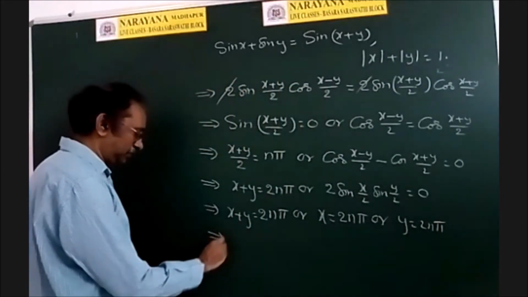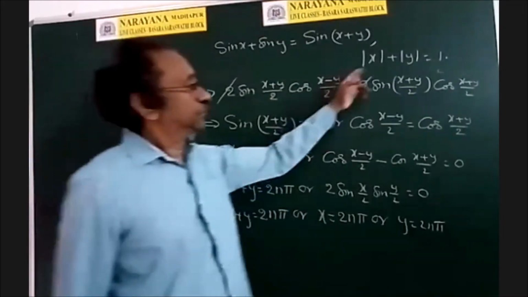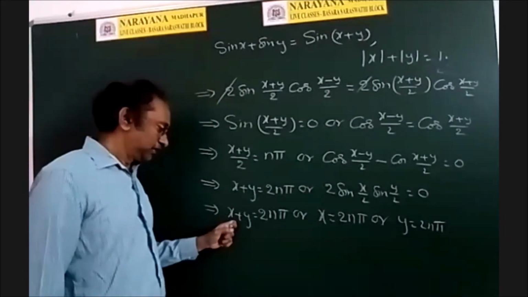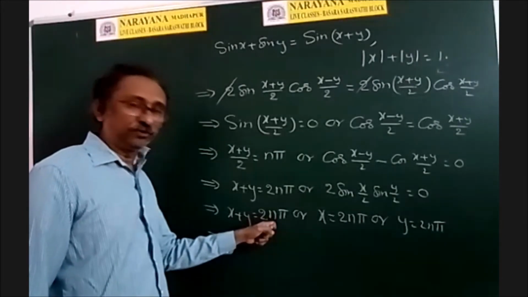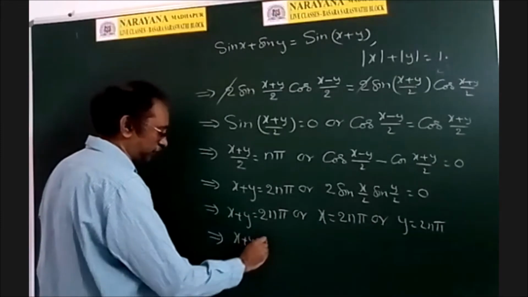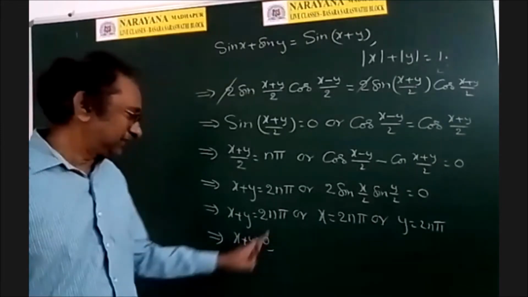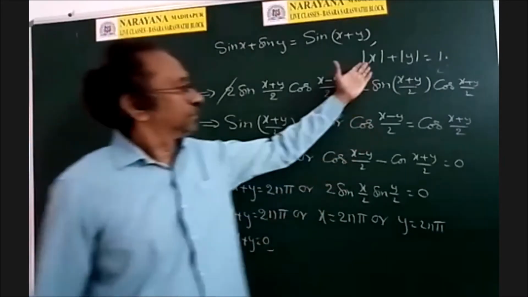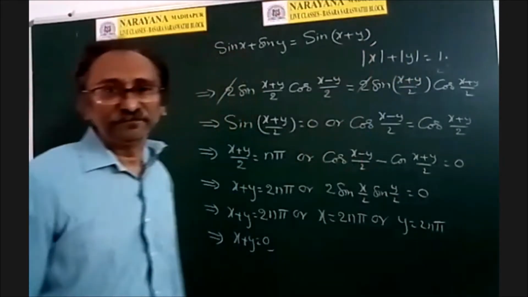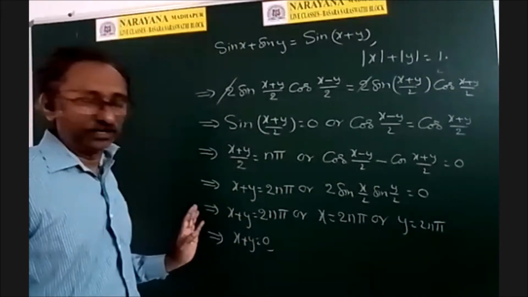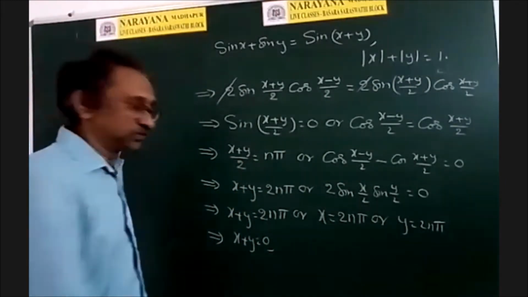But another condition is mod x plus mod y must be equal to 1. So consider here. If you put n equal to 0, you will get x plus y is equal to 0. So that is one possibility. If you put n equal to 1, you will get 2 pi, which means 6 point something. But mod x plus mod y is 1 only, and therefore that cannot be 2 pi, that cannot be minus 2 pi. So this is the only possibility.